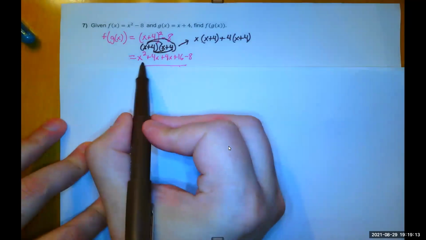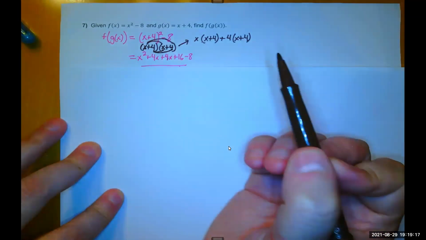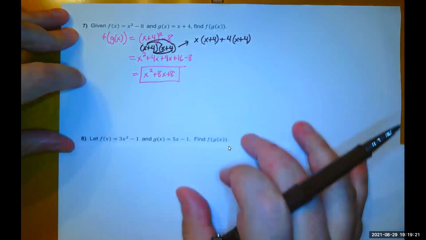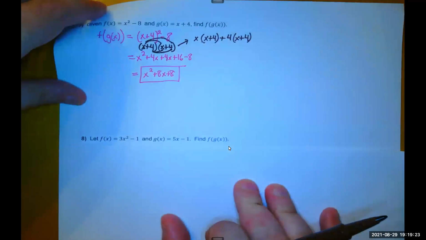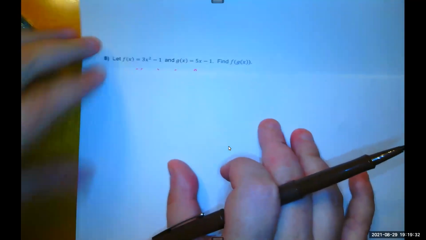Now, when we take stock, again, what we're thinking about is like terms. And in this case, we have 2 sets of like terms. We have the x terms, which combine to make 8x, and we have the 16 and the negative 8, which combine to make positive 8. Number 8 is right here. If you haven't done it already, please pause the video and try it out.